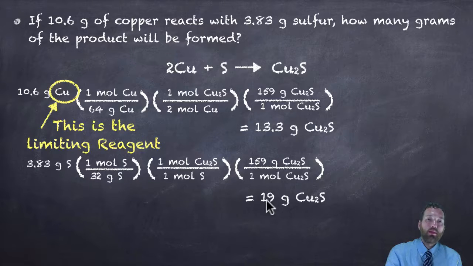Now we will never get to this 19 grams of our product because despite the fact we still have this sulfur sitting around waiting, we've run out of copper. It's like having the extra bread or the extra mustard, but the ham's gone. We'll never get to that fourth sandwich. We'll never get to 19 grams because we've run out of copper first.